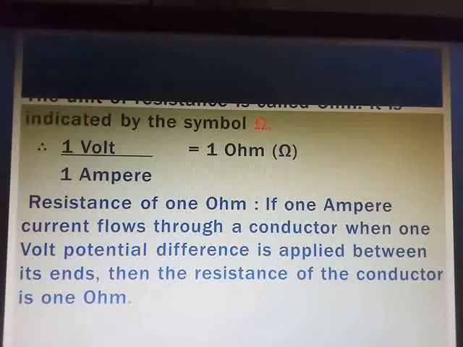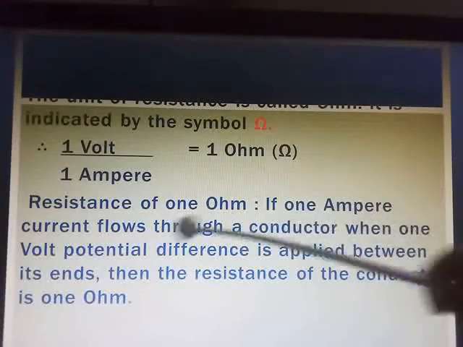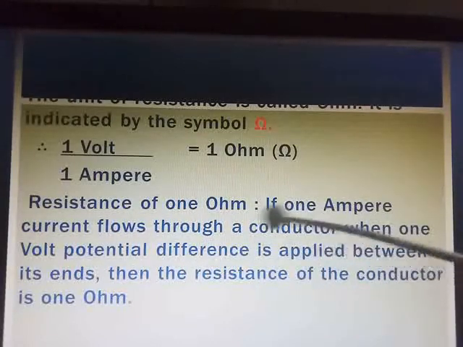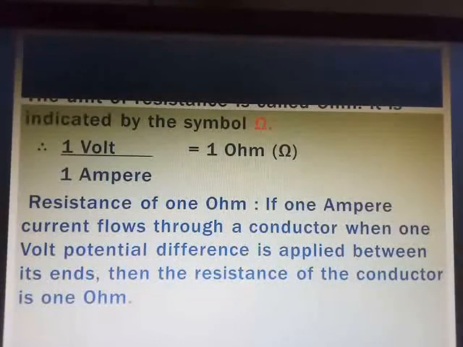Resistance of 1 ohm, how can you define it? If 1 ampere current flows through a conductor when 1 volt potential difference is applied between its ends, then the resistance of the conductor is 1 ohm.